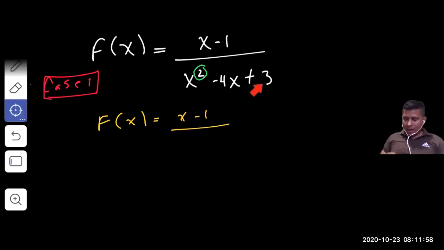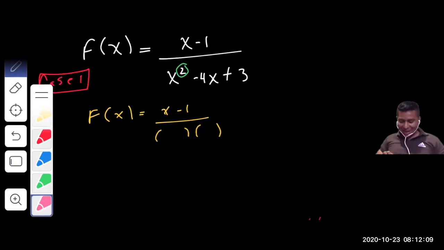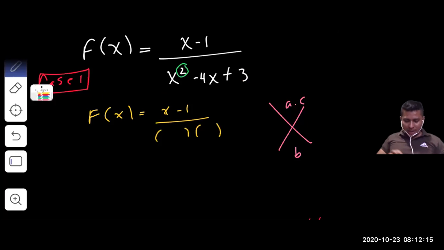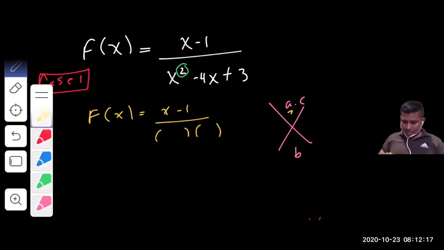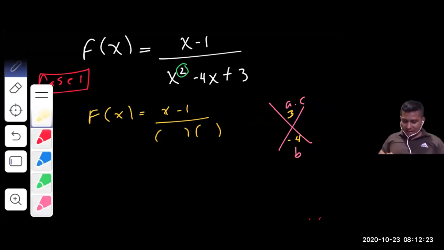But this denominator, guys, can be factored by using the big X method. In order to avoid any mistake, we're going to do the big X method. a times c, guys, is 1 times 3. That's going to be 3, and b is negative 4. Two numbers that multiply to 3. It's a prime number, so that is 3 times 1.